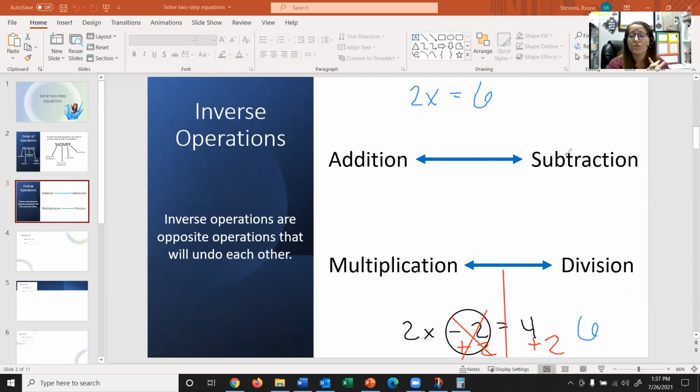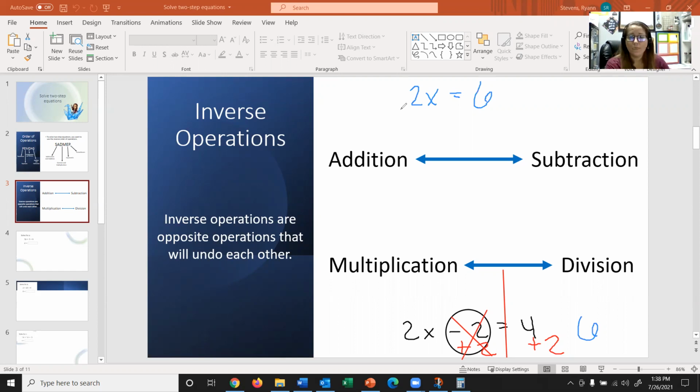Now, with multiplication and division it's the same thing. If you have multiplication, your inverse is going to be to divide. And then if you have division, an important thing to remember with division is if you have a fraction, a lot of times when we see two-step equations, we're going to see a fraction that's going to show us we have division. So you're going to use multiplication and division to undo each other.